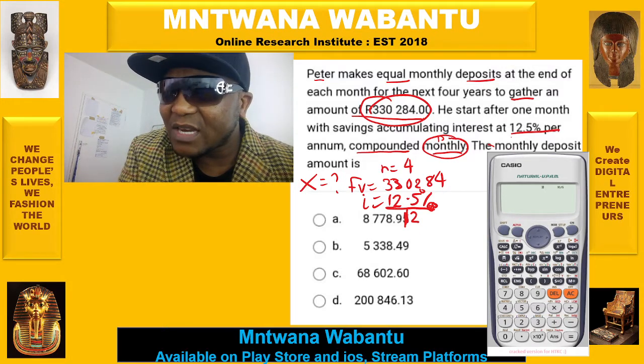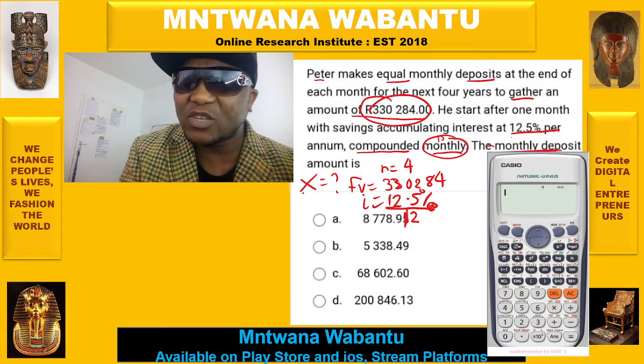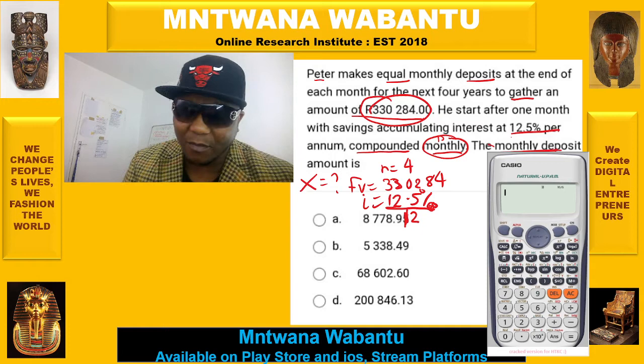They say find the monthly deposit amount. So they want the monthly deposit, which we will represent using the letter X. Now, let's go to the formula.